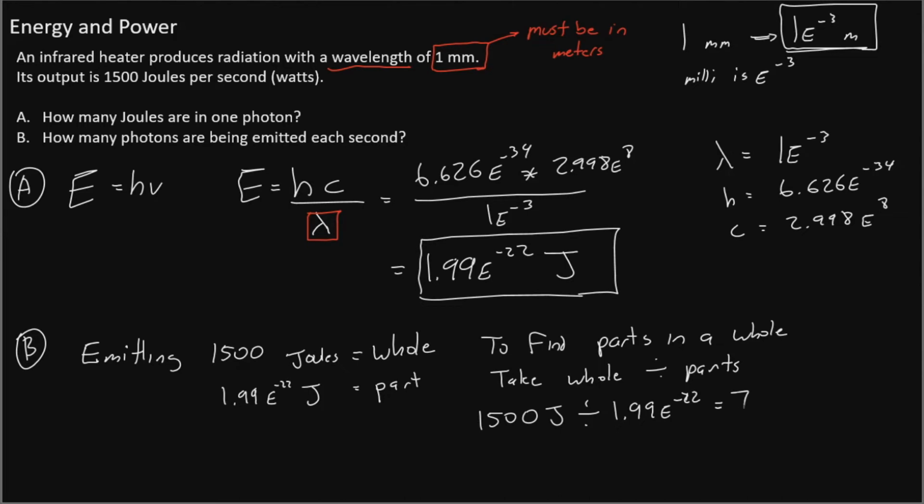We'll end up with 7.55 E24. This is the number of parts in the whole, so this is our number of photons. Notice it's about 1 mole every second. It's slightly bigger because it's E24 rather than E23. We could say this is about 10 times a mole.